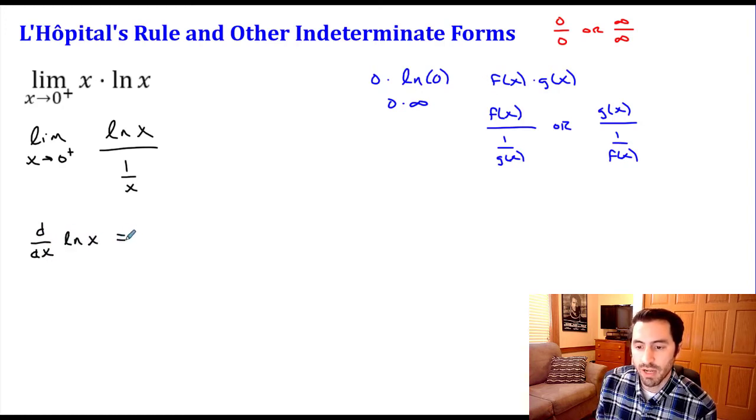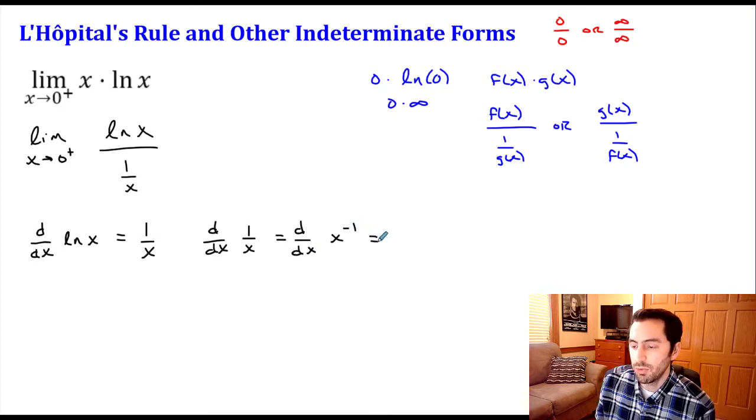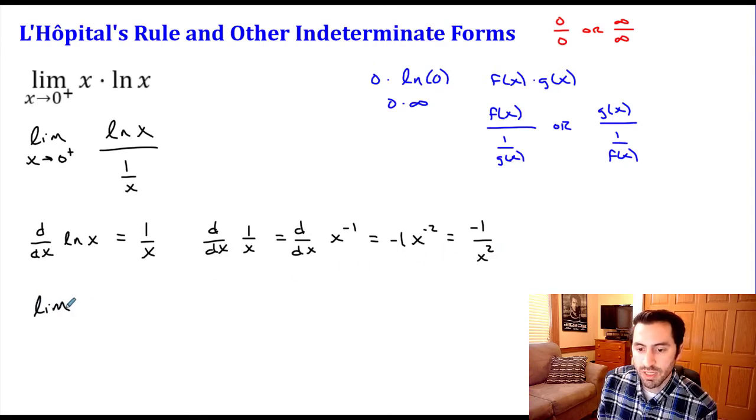So the derivative of the natural log of x is 1 over x. And then we want to take the derivative of 1 over x, which is the same as the derivative of x to the negative first power. So using our power rule, the negative 1 will come down, and then we have x to the negative 2. So that's going to be negative 1 over x squared. So rewriting our limit, using our derivatives, the limit as x approaches 0 from the right, now we have 1 over x, and then that is going to be over negative 1 over x squared.